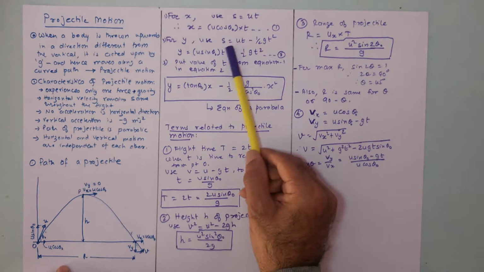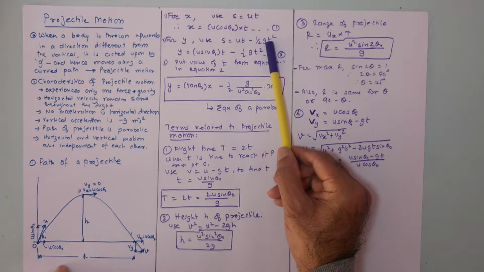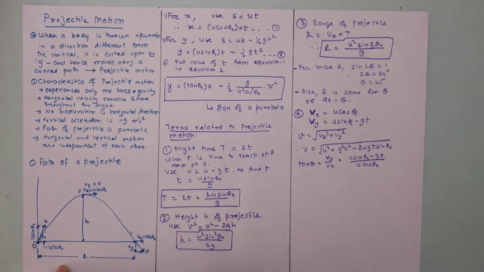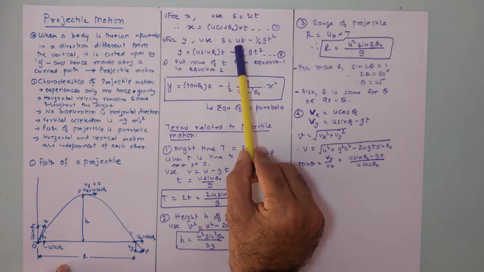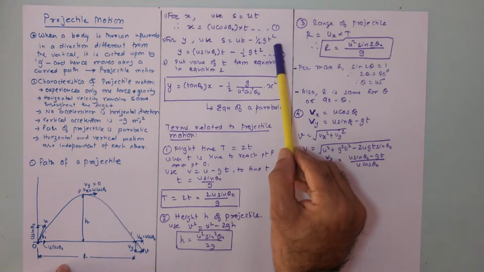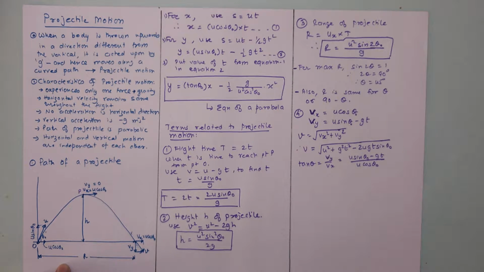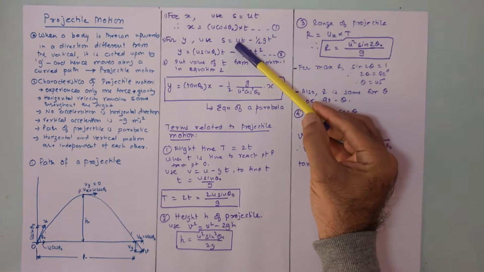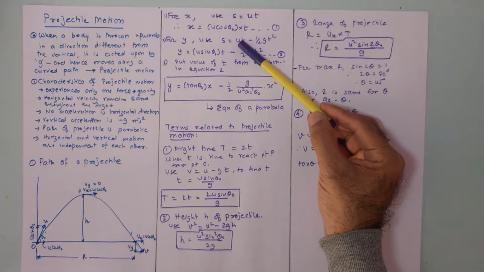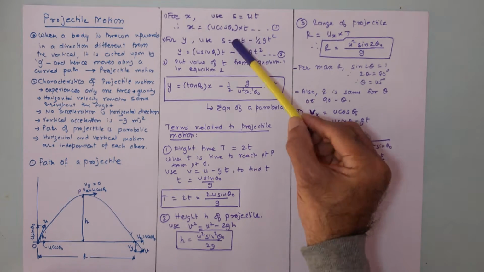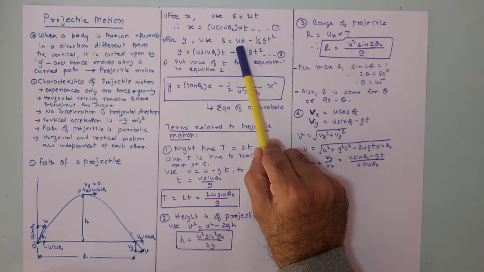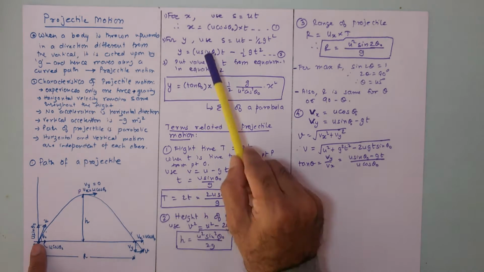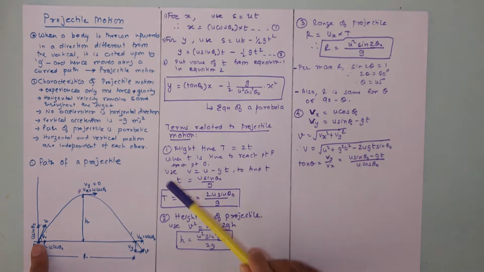For y, use s is equal to ut minus half gt square, because acceleration is g in the vertical direction, and it is minus g. So I put over here minus g. We have not taken s is equal to ut plus half gt square; it is minus half gt square. And u is the velocity in the vertical direction, the initial velocity in the vertical direction. Please note that we are looking at motion in the y direction. So here u is the initial velocity in the y direction, and that is u sin theta 0. So y is equal to u sin theta 0 into t minus half gt square.